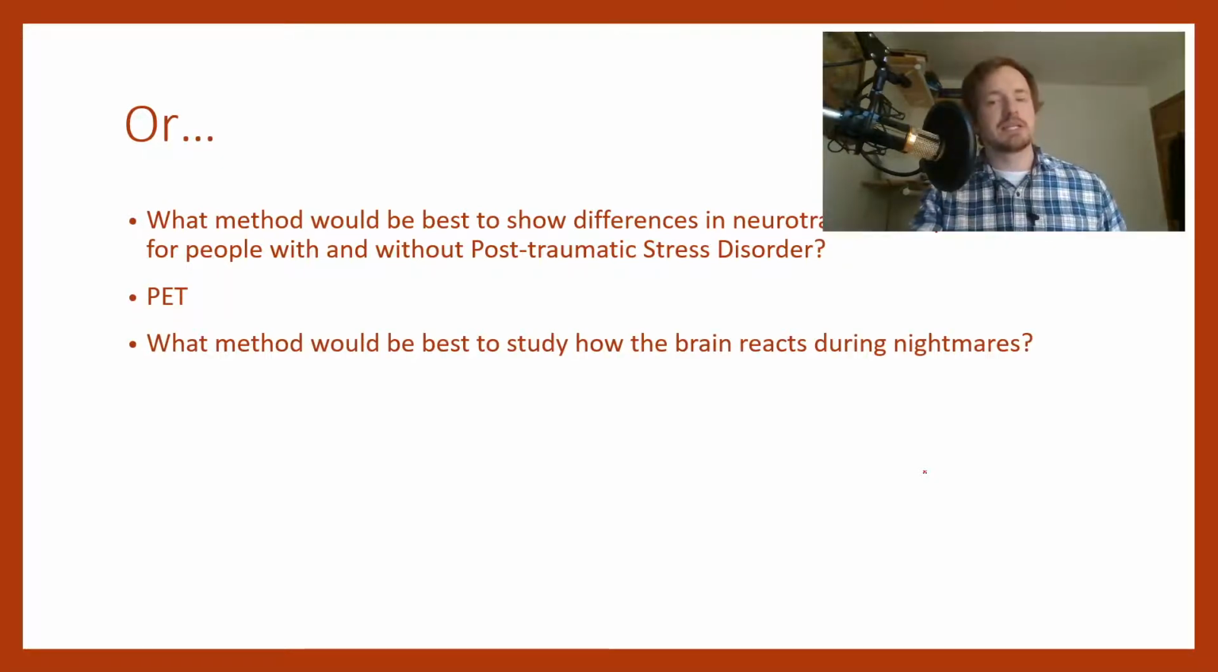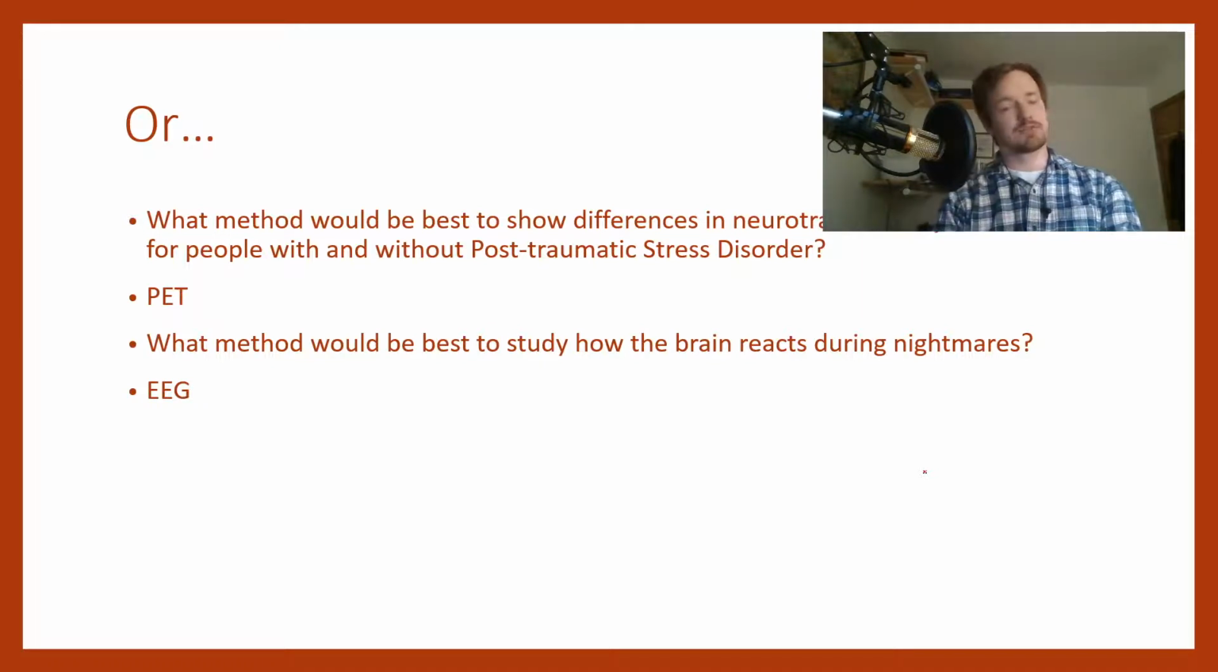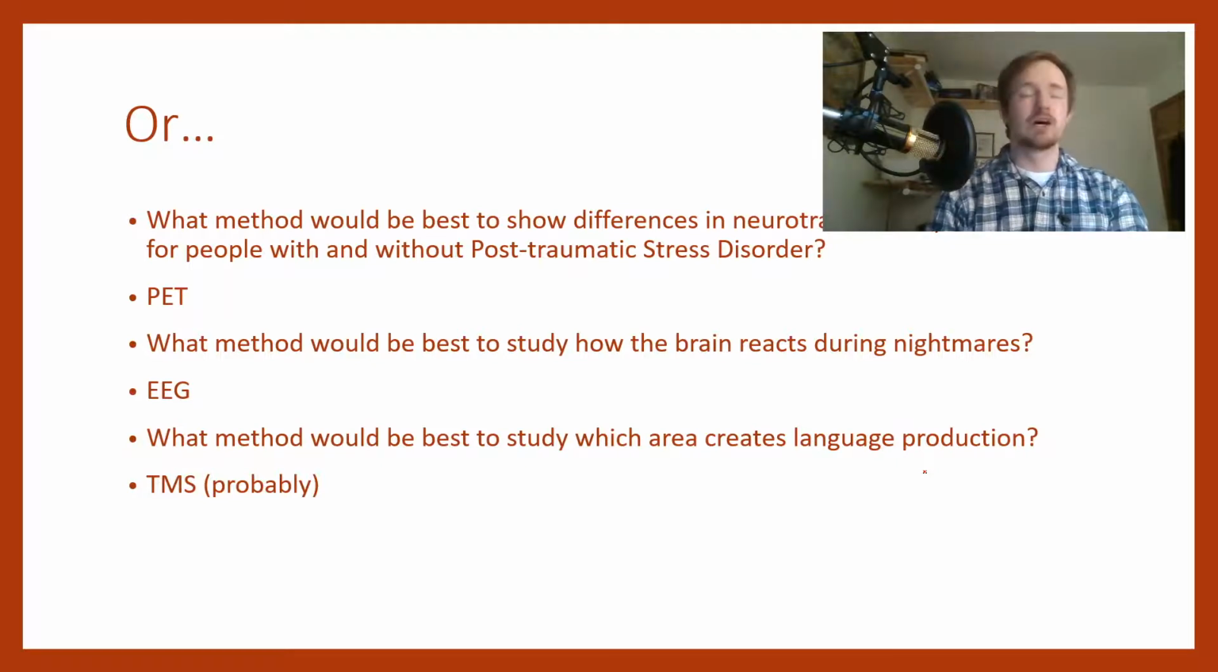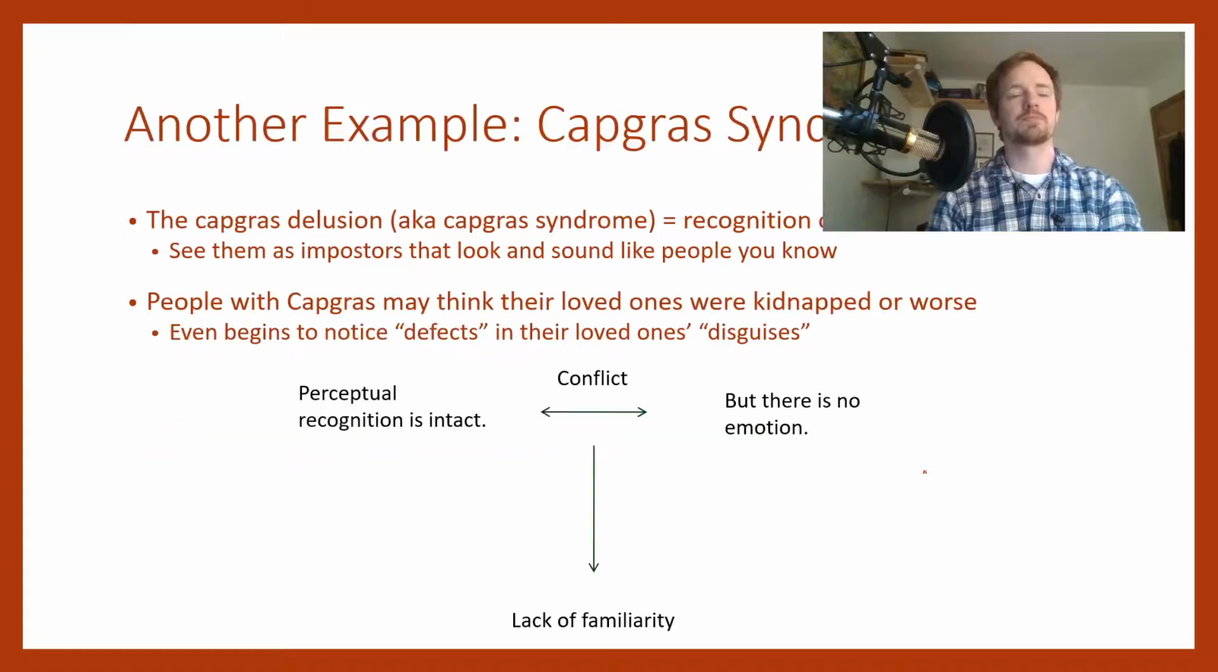So PET would be best here, but if I were to ask you, what method works best whenever you're trying to study how the brain reacts during nightmares? This one is kind of tough. I would say you'd want to go with EEG. I can see an okay argument for fMRI. I don't think it would be the best, but I think that EEG would be the best for what we want. If we were asked which of these would we use to study which areas cause language production, then we could use probably TMS. We could probably also use fMRI. I think those would be the best ones to use there.